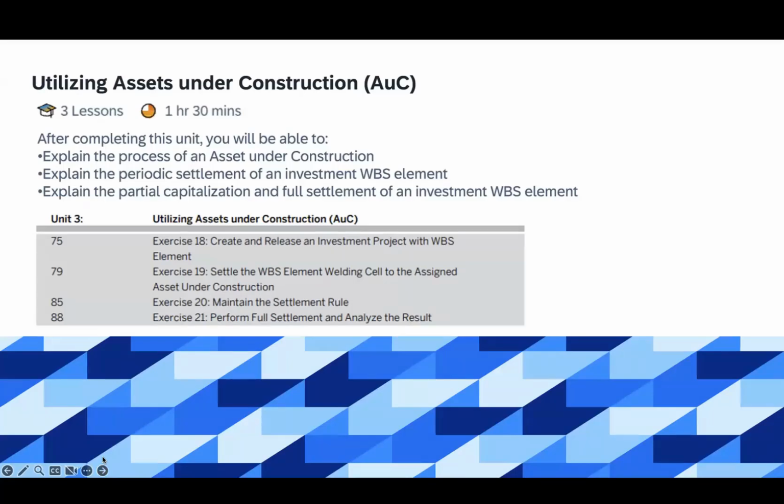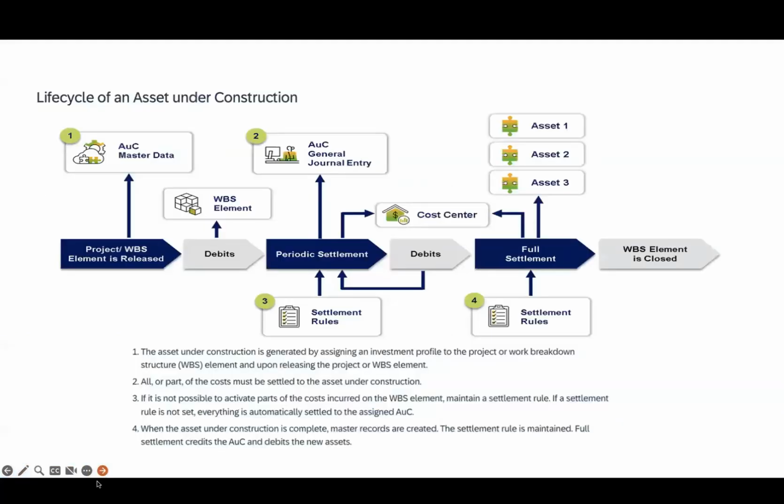utilizing assets under construction. So, assets under construction master data. What we do is we need to create a project for this, and it's what's called an investment project. So we assign an investment profile to a project or work breakdown structure element, and all or part of the cost then go through a settlement process. So we have periodic settlement, and then we close it all off with a full settlement.